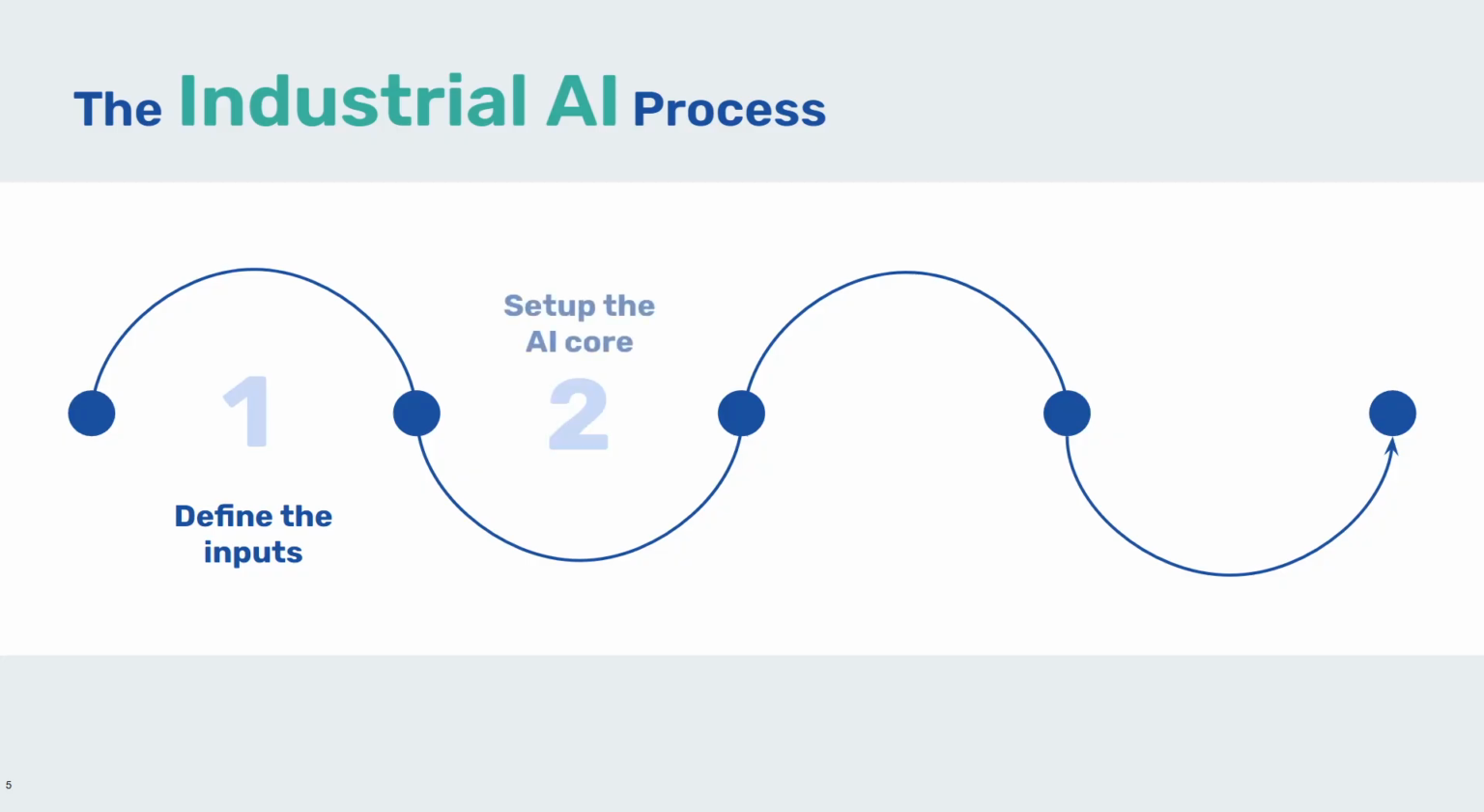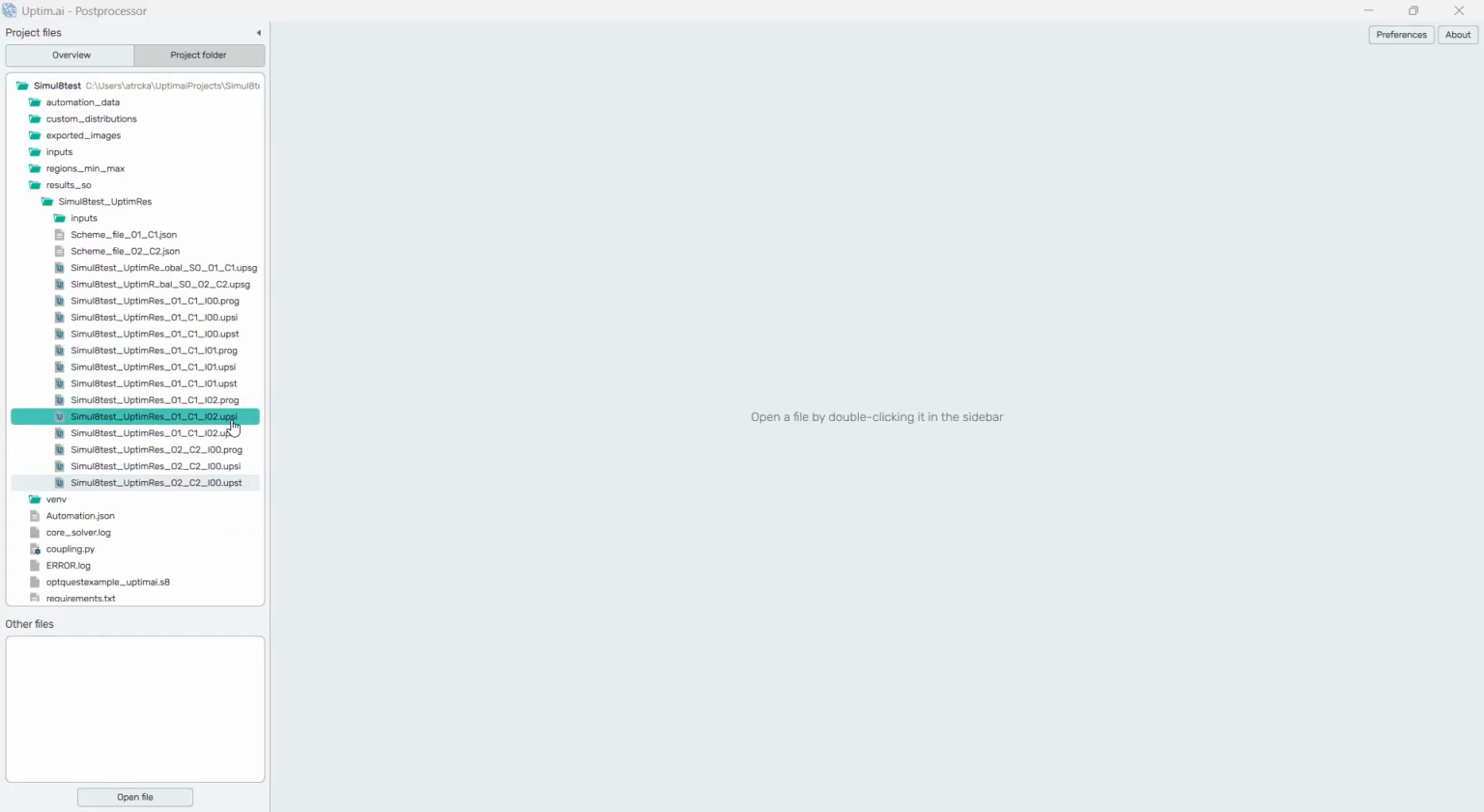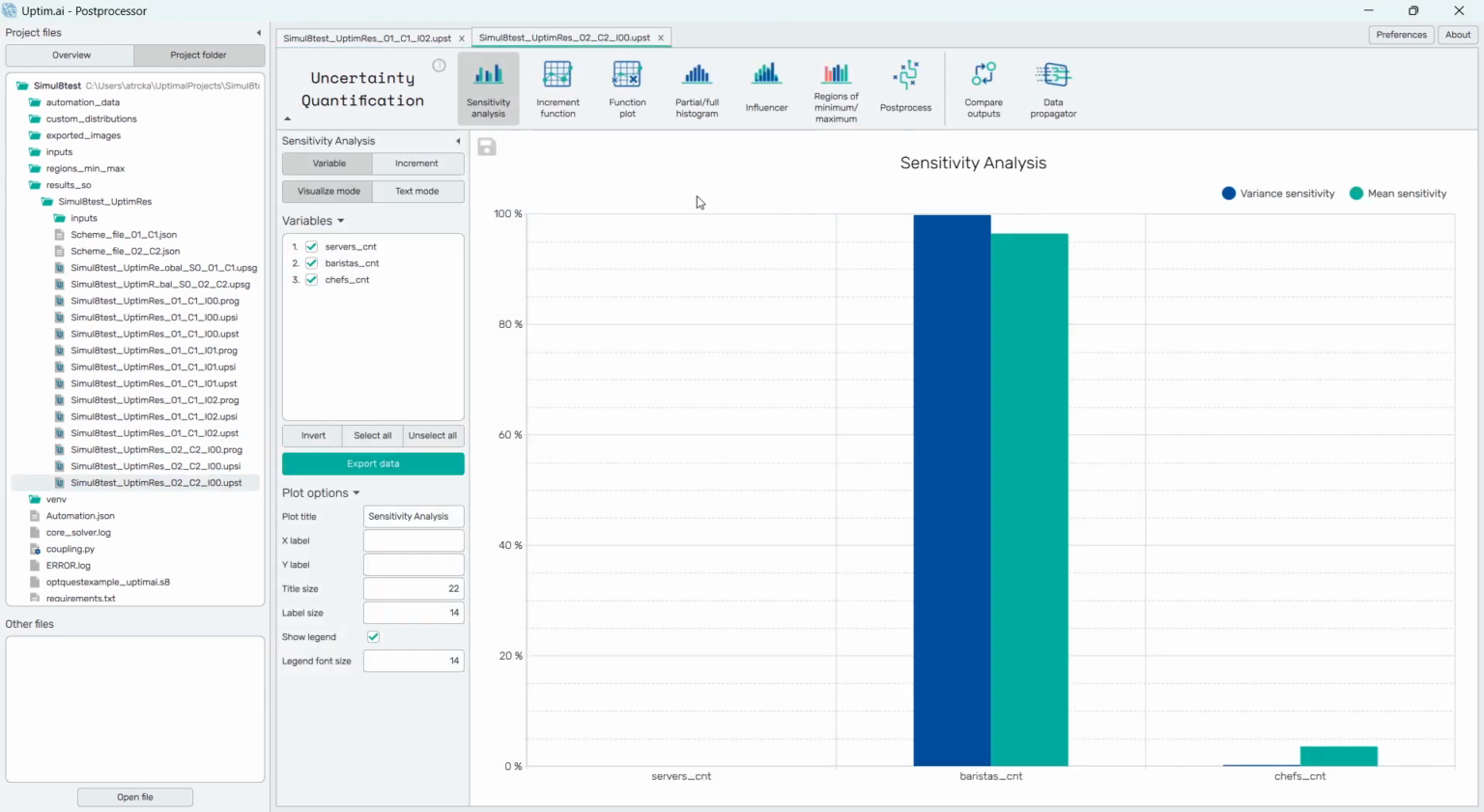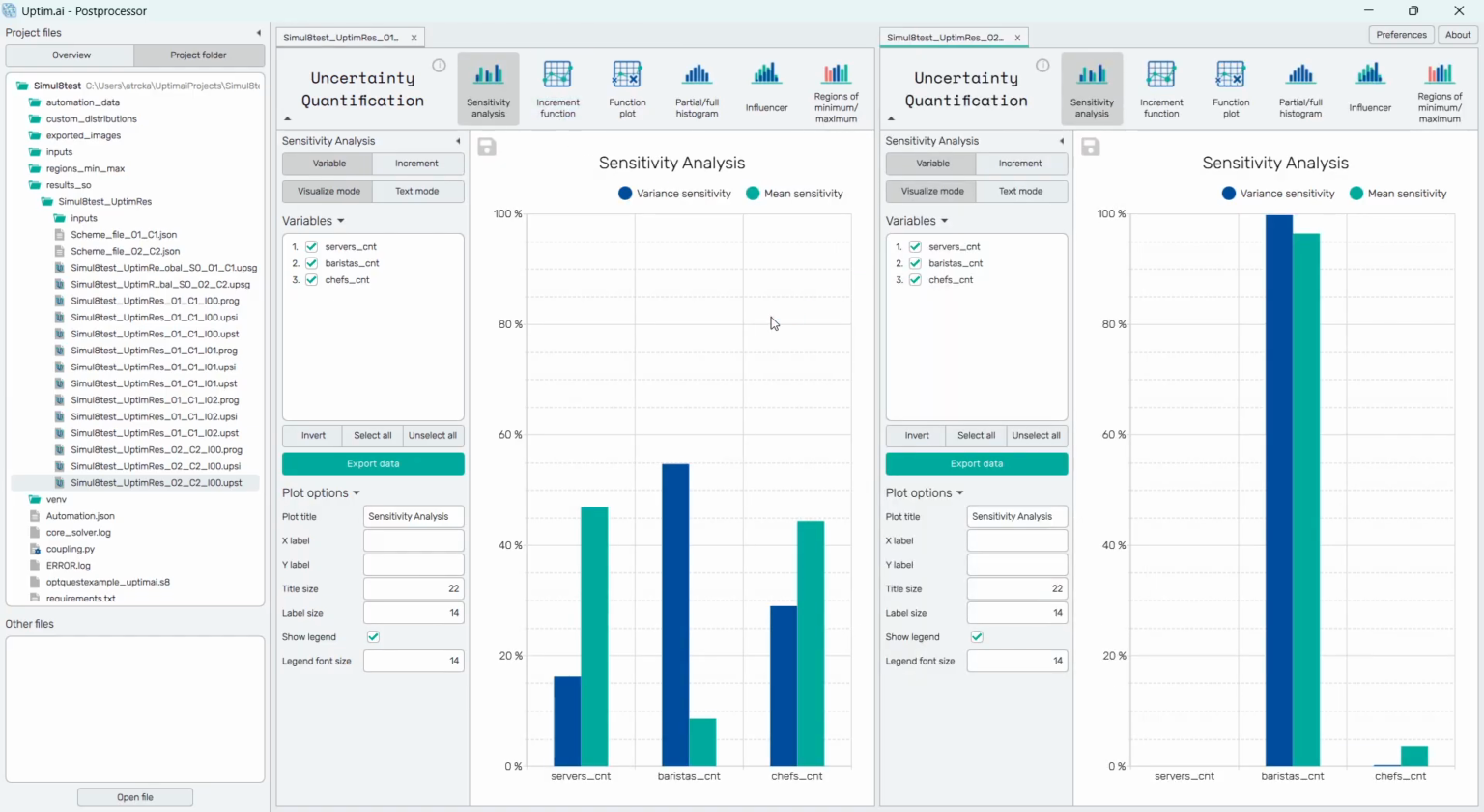Finally, let's get to step 4 of our industrial AI process, visualizing the results. Output 1 is the profitability, and output 2 is the number of people processed. We can actually look at both of these at the same time so that it's easier for us to compare the sensitivities or any other information and insights at the same time. For example, on the left side, where we see profitability, we see it's actually impacted by all 3 variables. Where in terms of the number of people processed, the significantly dominant variable is baristas.